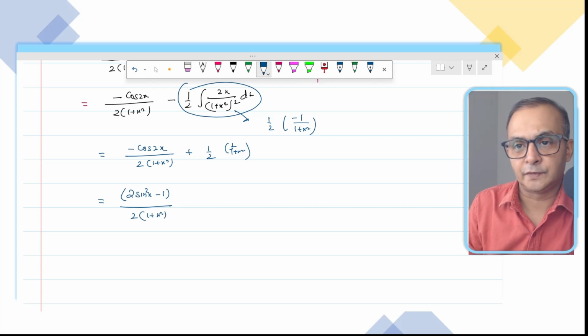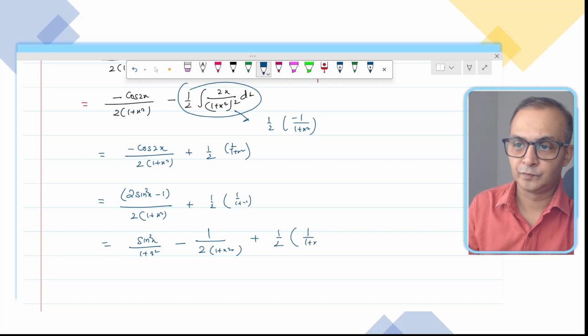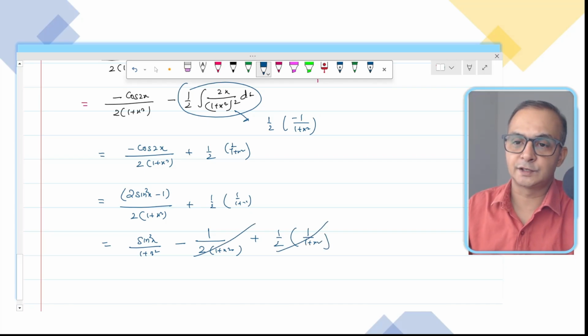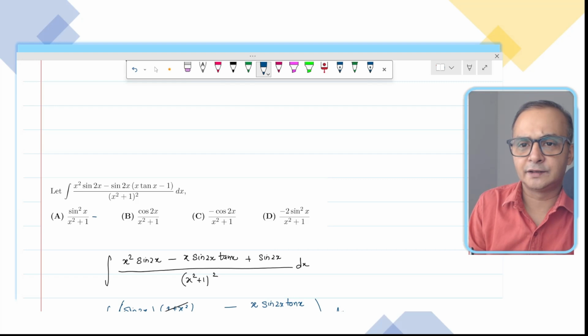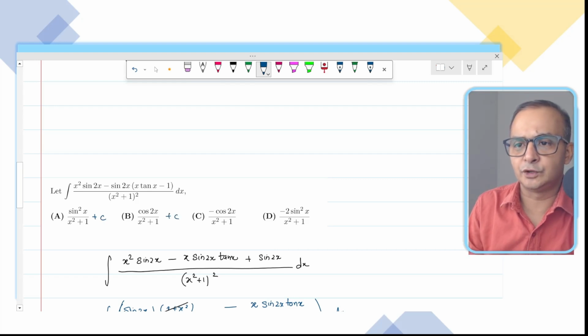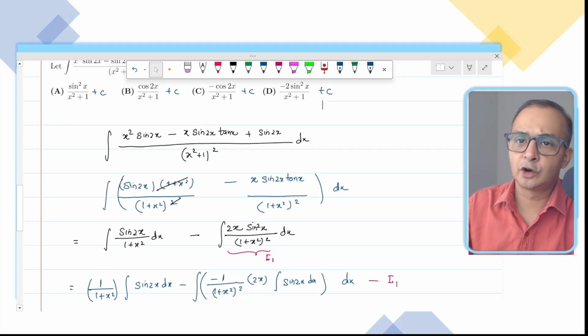2(1 + x²) and plus 1 by 2(1 + x²). So you notice we got the answer, because when we separate it, that will give you sin²x by (1 + x²) and minus 1 by 2(1 + x²), and here also with a plus sign, the same quantity. So we get this to cancel, and we get sin²x by (1 + x²) plus c as our answer. By the way, in all of them, the c is not given. Okay, so we got that the answer A is correct.